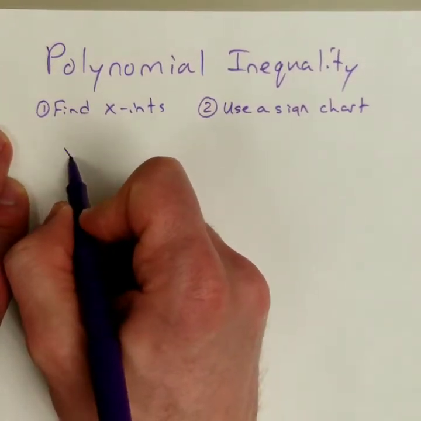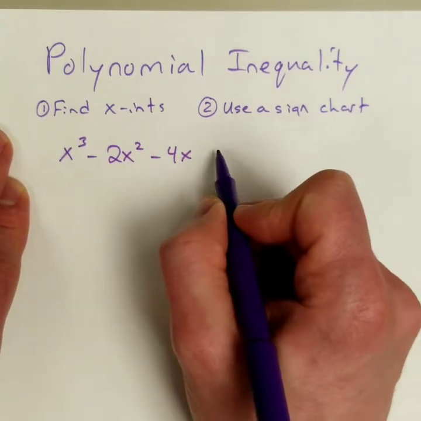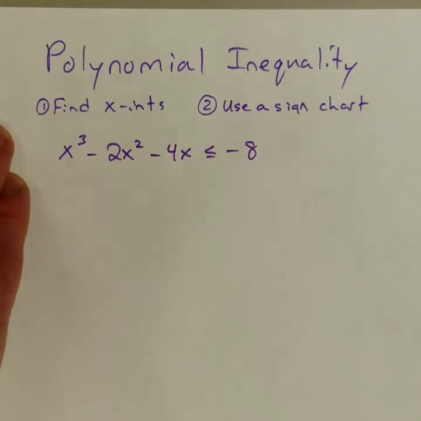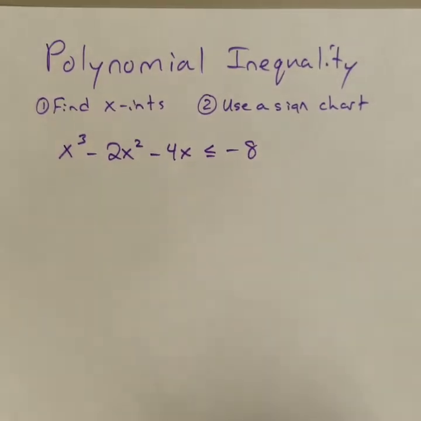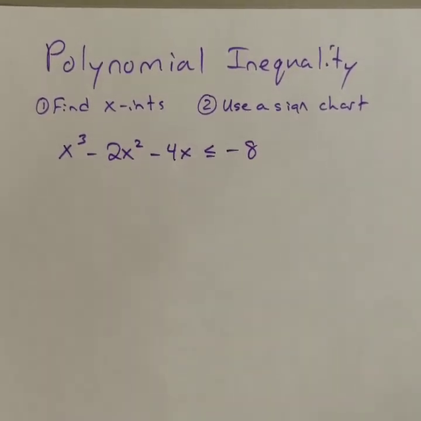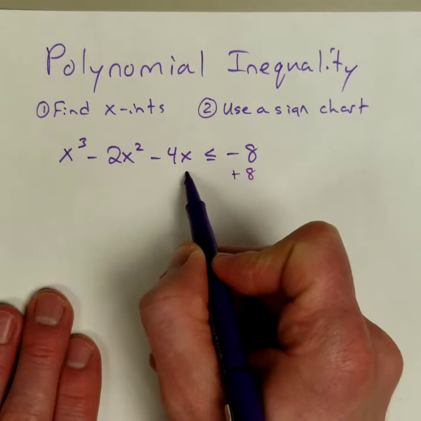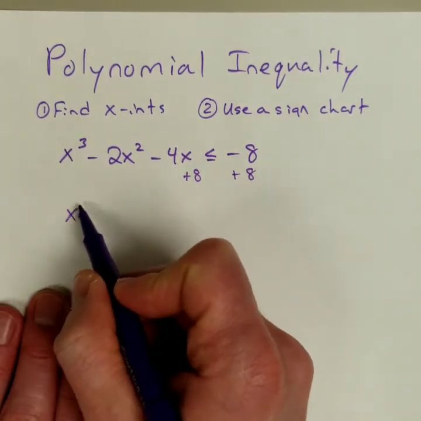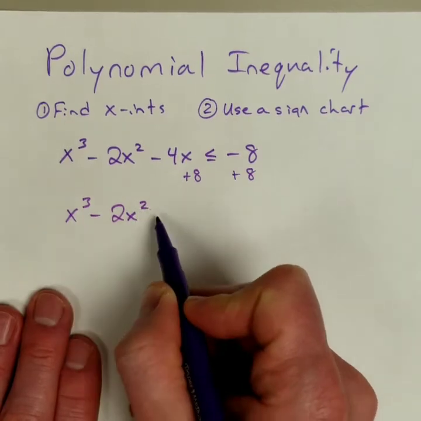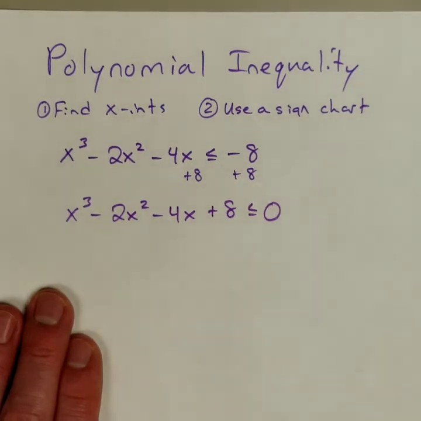So let's set up the first example: x cubed minus 2x squared minus 4x is less than or equal to negative 8. Again, it's a polynomial inequality. The problem with this one is we don't have a 0 on one side. We need a 0 because we need to compare the polynomial with the x-intercept, or the x-axis. The x-axis is at 0, so I need to get a 0. So we're going to first add an 8 to both sides to 0 out that side. So x cubed minus 2x squared minus 4x plus 8 is less than or equal to 0.